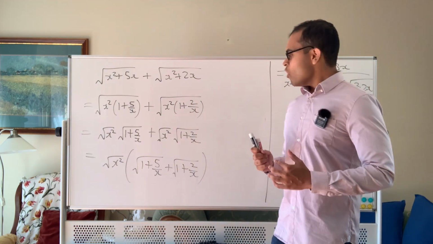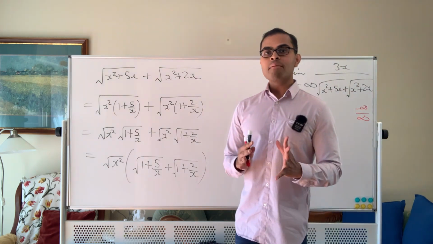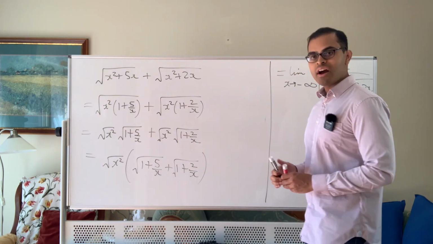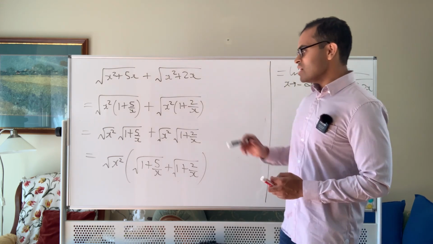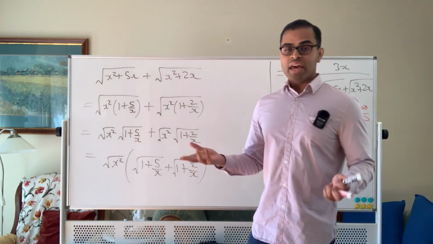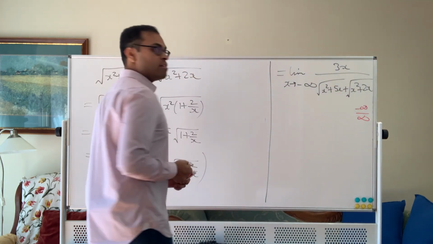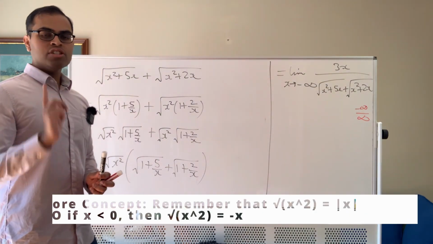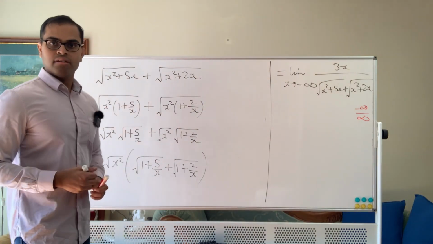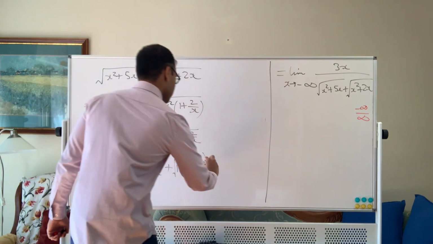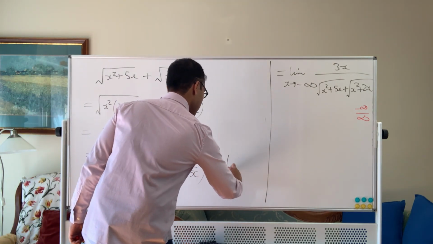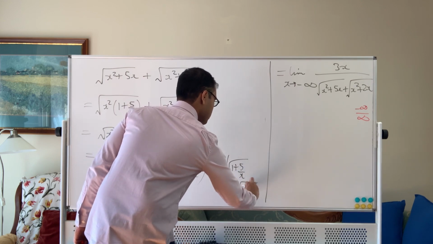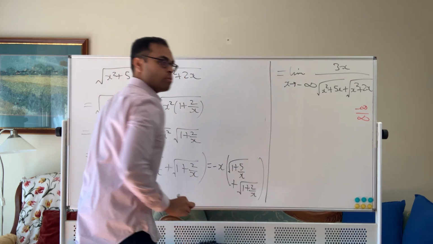Okay, so the point is that when you take the square root of a number, you're always choosing the positive value. I've explained this all in that video, so I encourage you to check it out. But what we're really going to get is not x back, we're going to get the absolute value of x. Or in this case, because x is going to negative infinity, it's going to be equal to negative x. So I'm just going to write it out that way. It's going to be negative x times the square root of 1 plus 5 over x plus the square root of 1 plus 2 over x. That's what we're going to get.